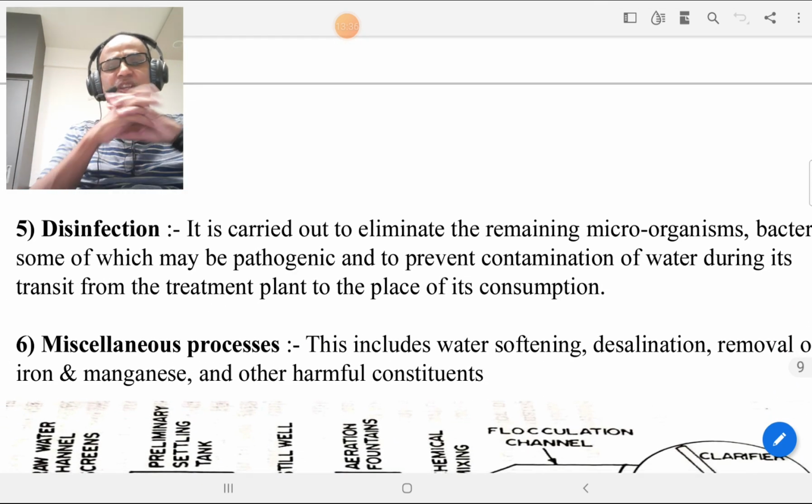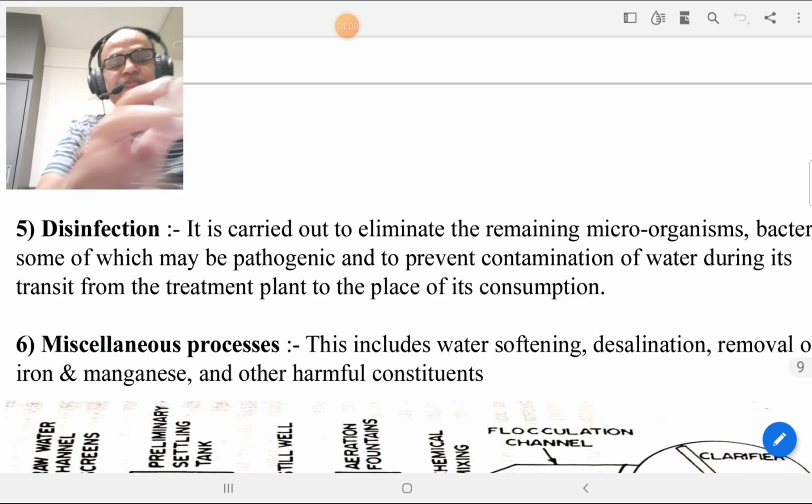Then the fifth process is disinfection. It is carried out to eliminate the remaining microorganisms, bacteria, some of which may be pathogenic, to prevent the contamination of water during its transit from the treatment plant to the place of consumption. So even though there are some bacteria present after filtration, we can kill or remove those bacteria with the help of disinfection. So disinfection is also very important, and we do disinfection with the help of chlorine and other chemicals.